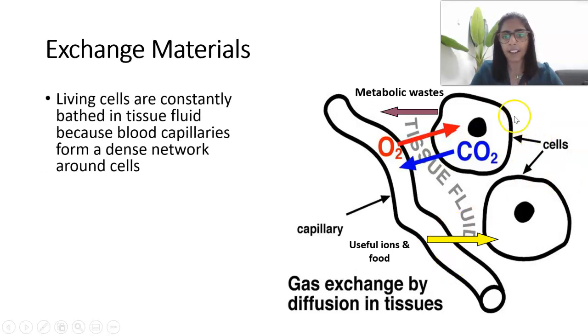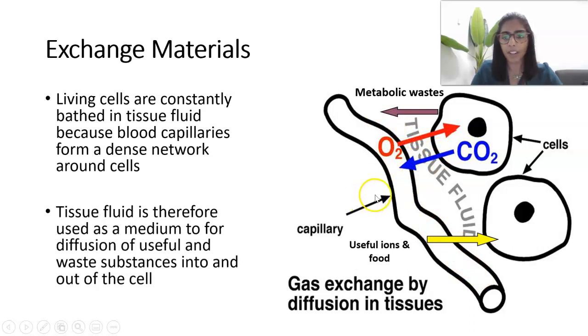So we understand that living cells, a basic diagram here of a cell, are constantly producing metabolic waste such as water and carbon dioxide, and have a constant demand for nutrients and oxygen. We also know that living tissue is surrounded by a dense network of blood capillaries, so that everything is within diffusion distance. So what's actually happening here is that useful food and ions will diffuse across or move by various forms of transport into these respiring tissues, while metabolic wastes are diffusing in the other direction.